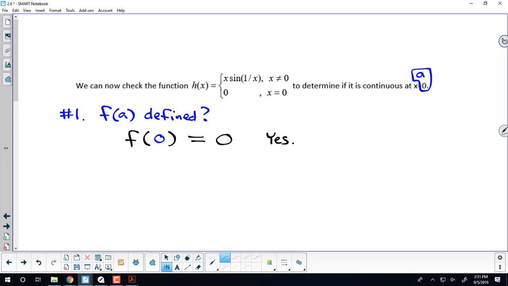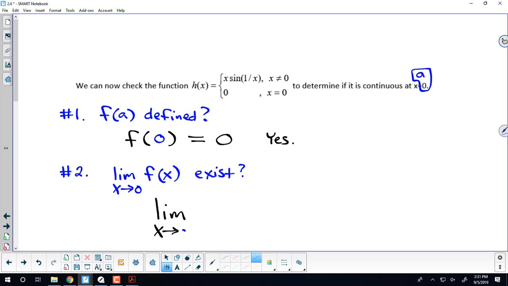The second item, checking continuity at a point, is then, does the limit as x approaches that value on the actual function exist? So for us, that's the limit as x approaches 0. I'll say this is a here. The limit as x approaches 0 of our function h of x. Does that exist? Yeah, how do we know?